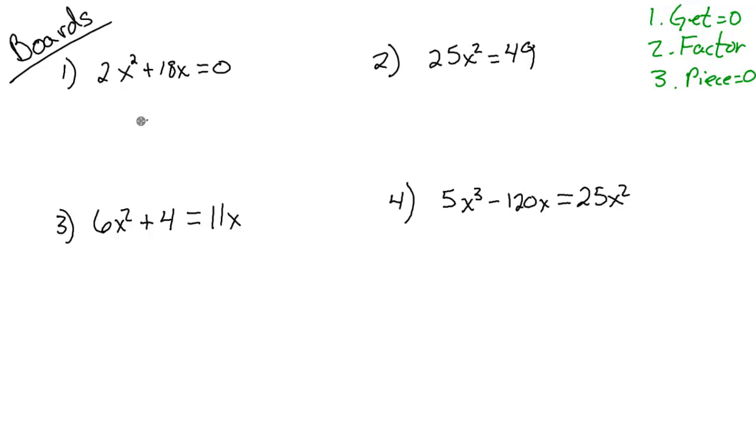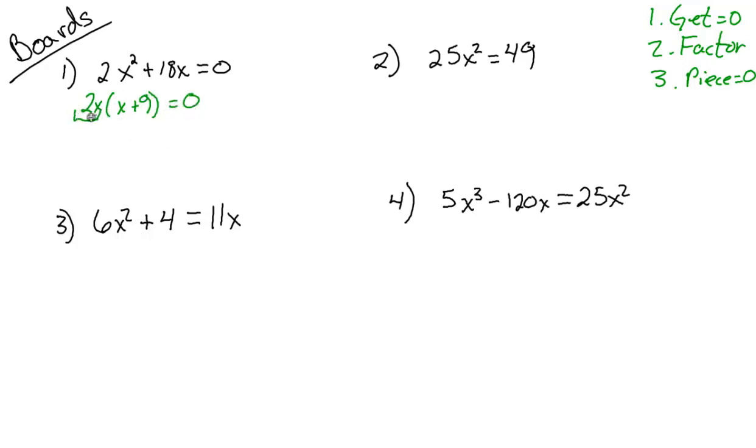Alrighty, welcome back. I hope those went okay for you. Number 1, 2x squared plus 18x equals 0. We already got it equal to 0. So now we've got to factor it. First step is greatest common factor. Pull out a 2 and an x is what it looks like, and we get x plus 9 equals 0.